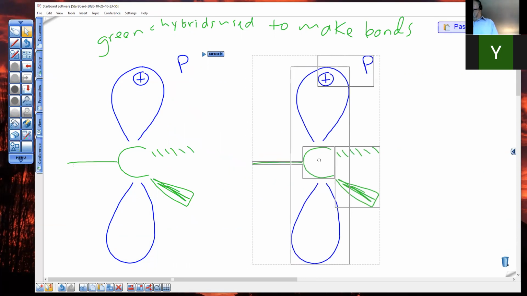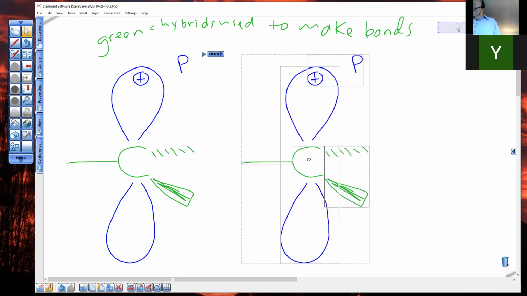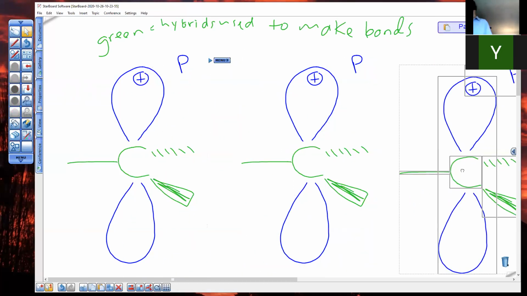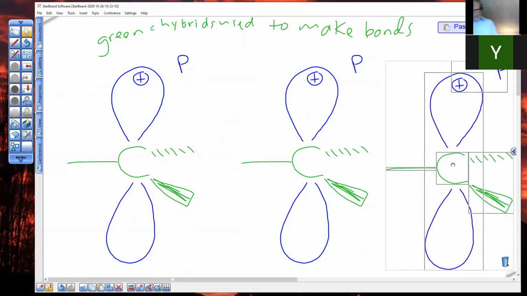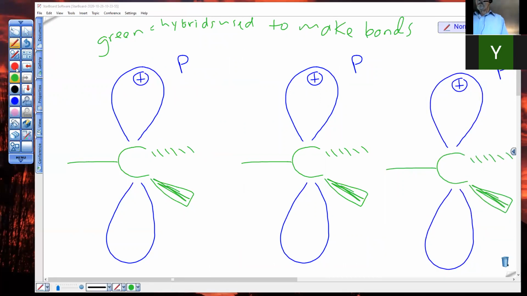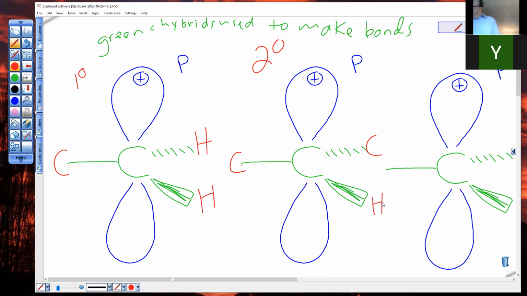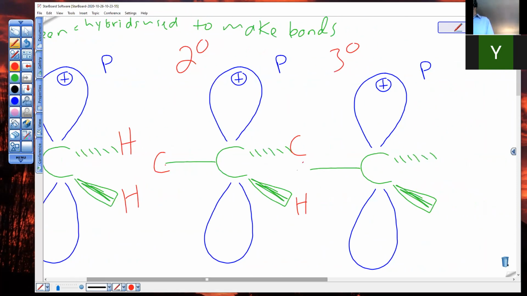It made a bold statement about the tertiary being the most stable and the primary being the least of these 3. So let's look at primary here. 1 C, 2 H's. Secondary here. 2 C's, 1 H. Tertiary here. 3 C's.